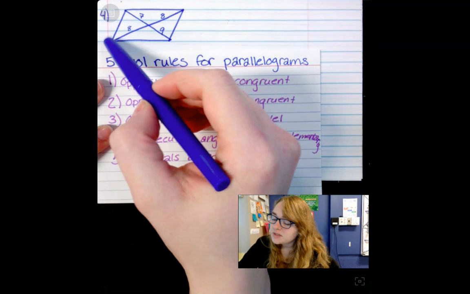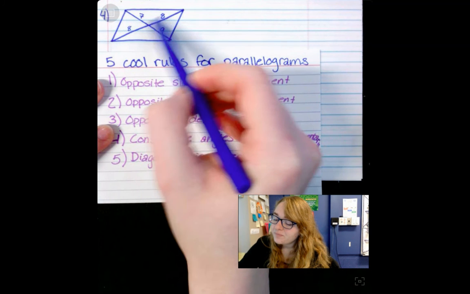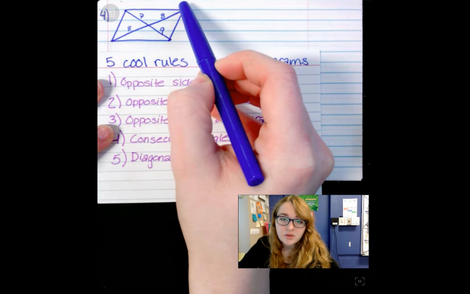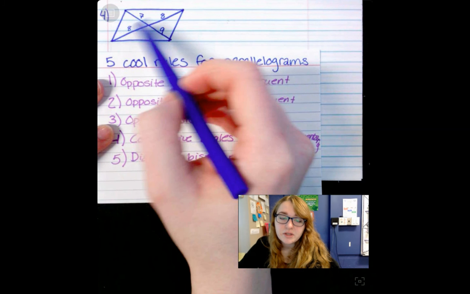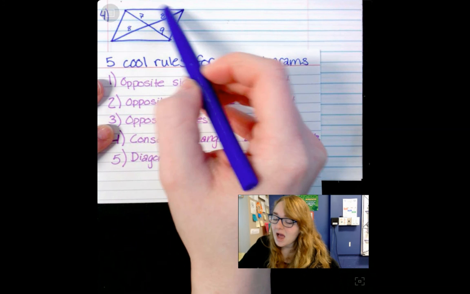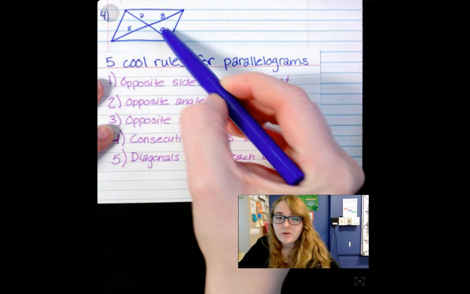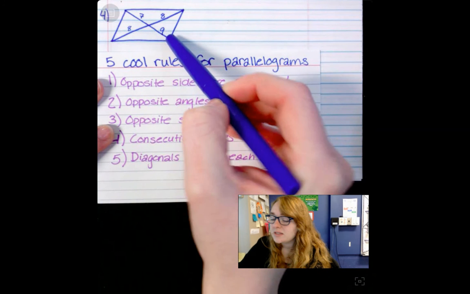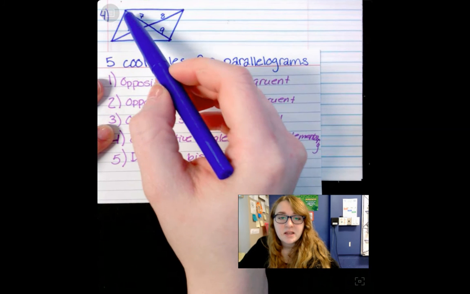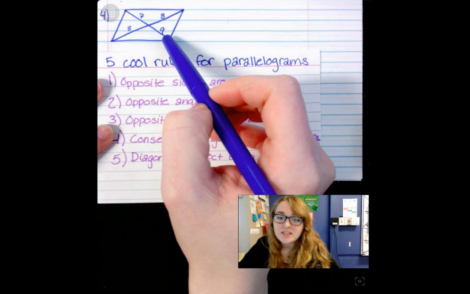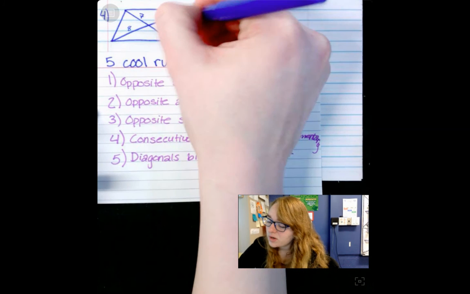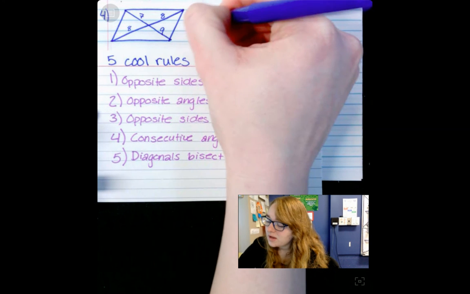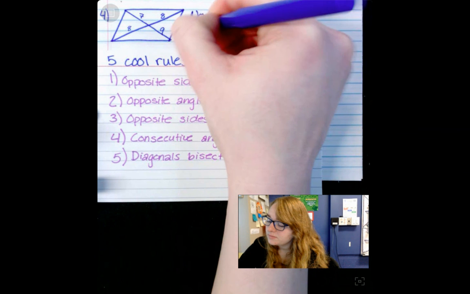Okay, so if we look at this diagonal moving up and to the right, this has been bisected because each half is congruent. They are both 8. However, our second diagonal moving down and to the right has not been bisected. This top half is 7, this bottom half is 9, and those are not congruent. So this is also not a parallelogram.